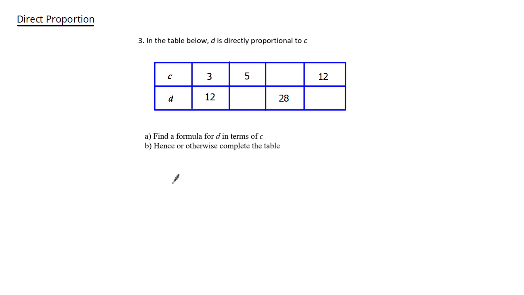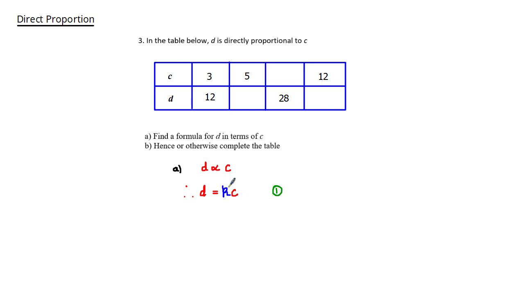Welcome back, guys. Now, solving the first part, which asks us to find a formula for D in terms of C, since we're told that D is directly proportional to C, we can write the statement using the proportionality symbol, and therefore we can say that D is equal to K times C, where K is a constant to be found. And let's label this equation 1.